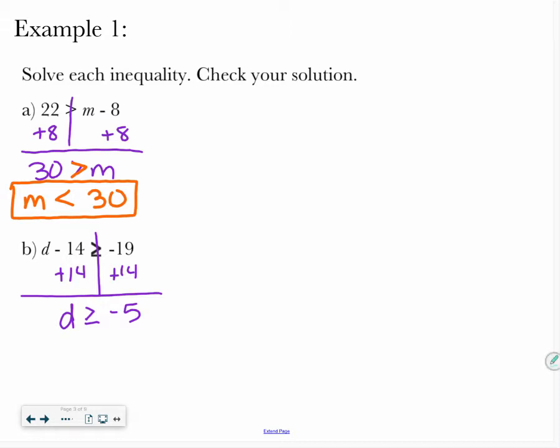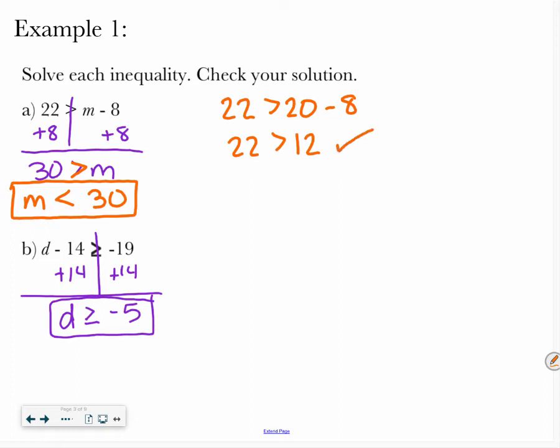Now I've solved both of them, but I want to check my solutions because I want to make sure I am getting these correct. So the first one, I have m is less than 30. So I need to pick a number that's less than 30. So what if I plug in like 20? So I do 22 is greater than 20 minus 8, because I'm replacing m with a number less than 30, so I chose 20. So that's 22 is greater than 20 minus 8, which is 12. Is that true? Yes. So I know that my answer is correct.